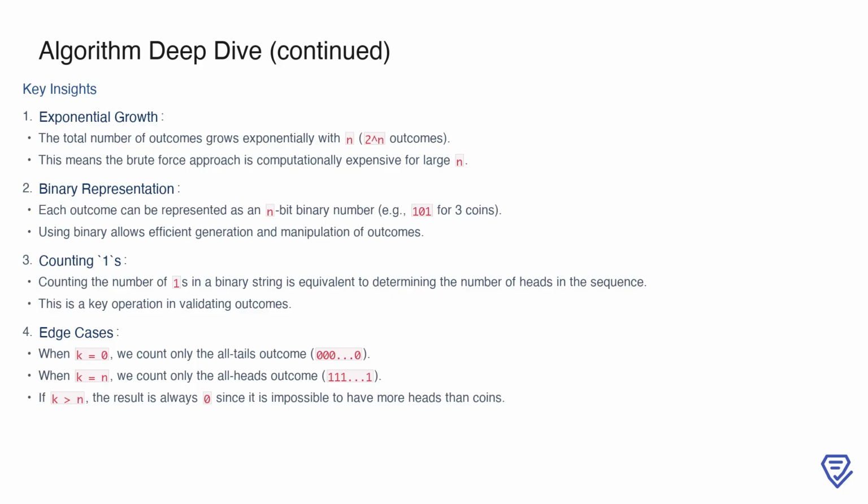Additionally, we must consider edge cases. For example, if k is 0, the only valid outcome is all tails, represented as 0, 0, 0, 0.